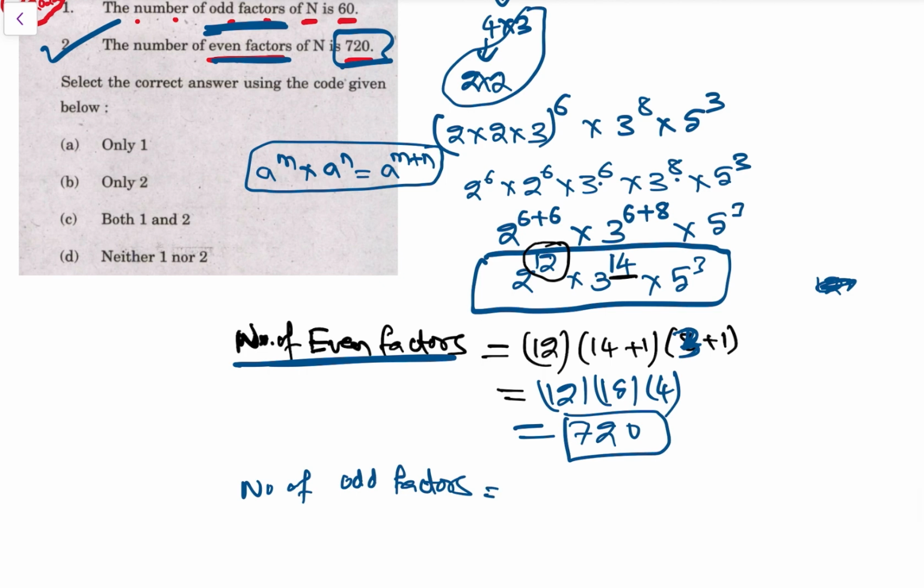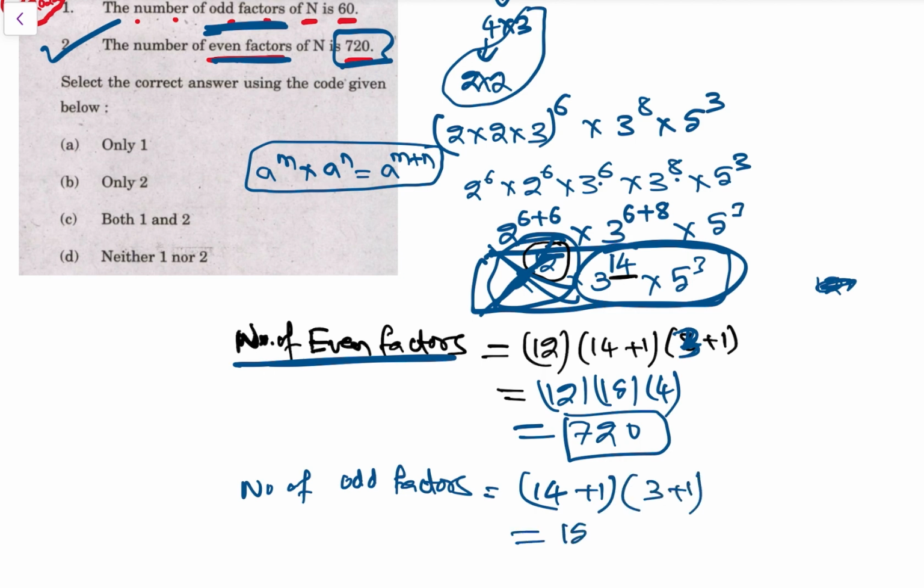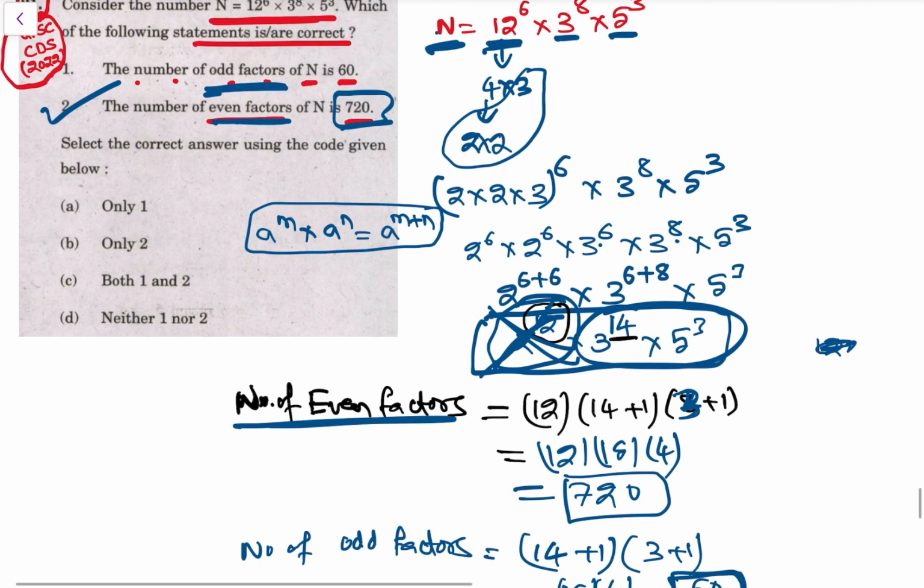The number of odd factors is equal to, so what are odd factors? In odd factors, what do we take? We do not take the even number at all. We take only the odd numbers. So that is 14 plus 1 into 3 plus 1, so that is 15 into 4. That is 60. 15 fours are 60, so 60 is the number of odd factors.